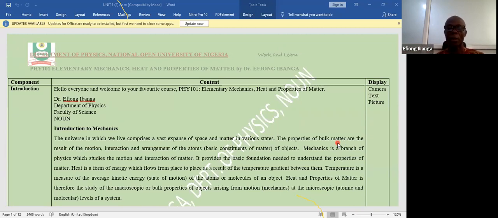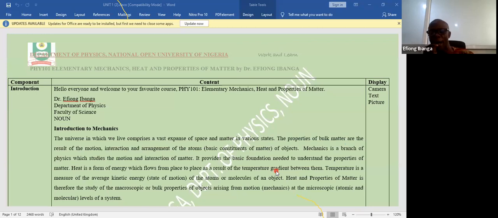All right. Now, I'm saying that temperature is a measure, heat is a form of energy which flows from place to place as a result of the temperature gradient between those two points. From place to place means from one point to another as a result of temperature difference. If I use the term gradient, I'm talking about the slope. One is at a higher level, the other is at a lower level. So if I put a ball at the high level, the tendency is for it to run down the slope, isn't it? Therefore, I'm saying heat is a form of energy which flows from place to place as a result of the temperature gradient between them.